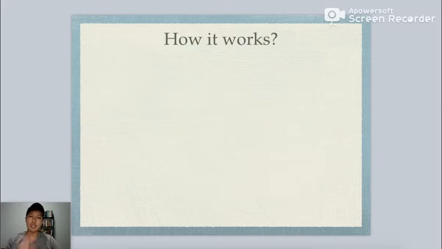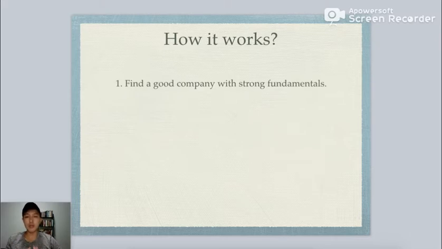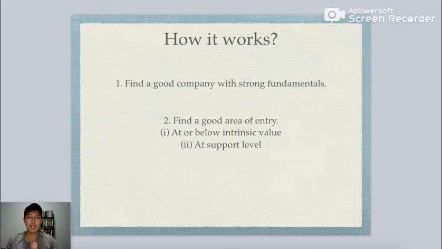So how does this bull push spread strategy work? Firstly, you need to find a good company with strong fundamentals, because it's going to go in an uptrend on a long-term basis. Next, you need to find a good area of entry. There are two ways about it. Either you find the intrinsic value of the company and start applying this strategy at or below the intrinsic value, or if you're more of a technical person, you find the support level and then execute the trade, or rather this strategy, at that support level.